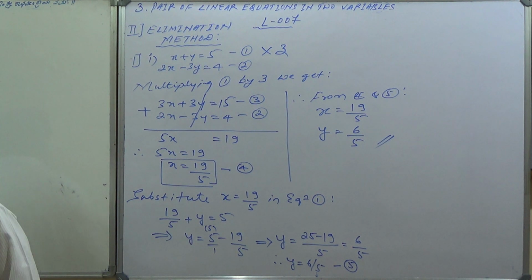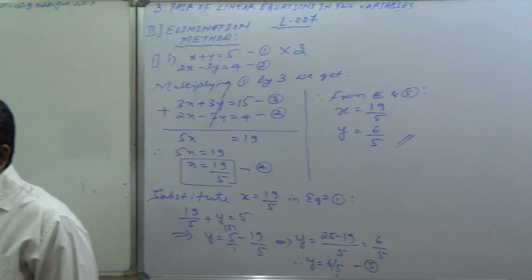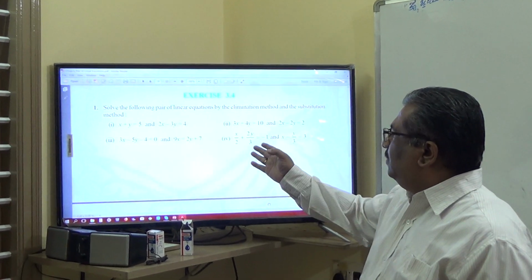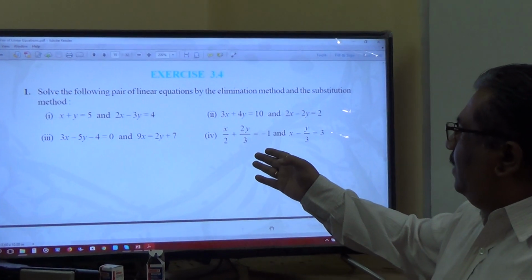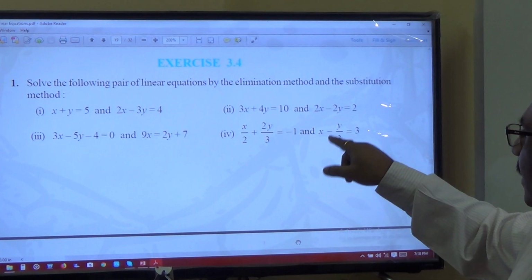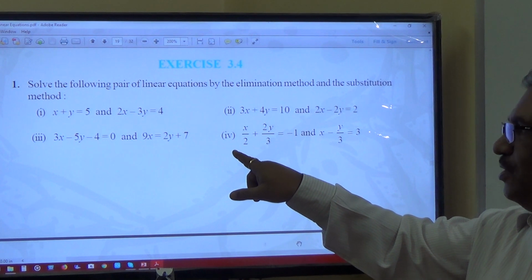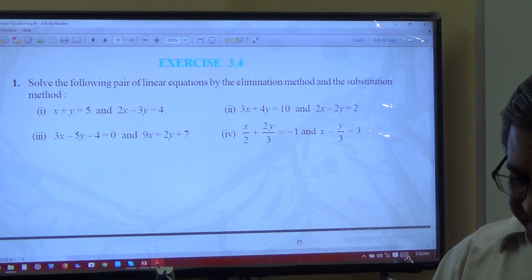Fine. Let us take the numerical number 4 of first question, exercise 3.4. This one. x by 2 plus 2y by 3 equals minus 1 and x minus y by 3 equals 3. I am picking up fourth question of first main.